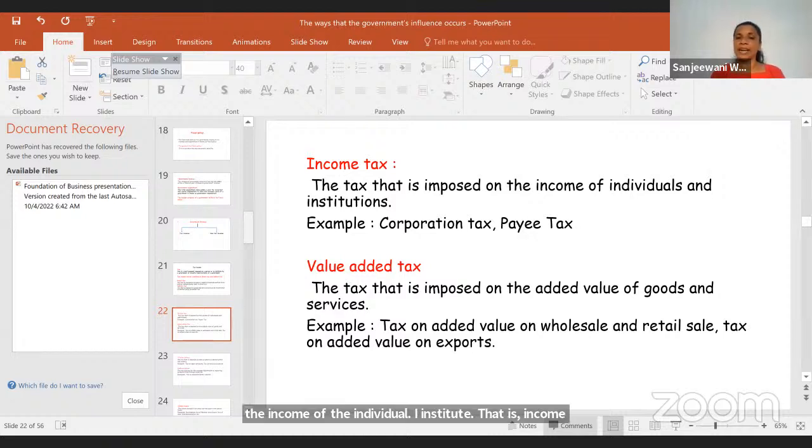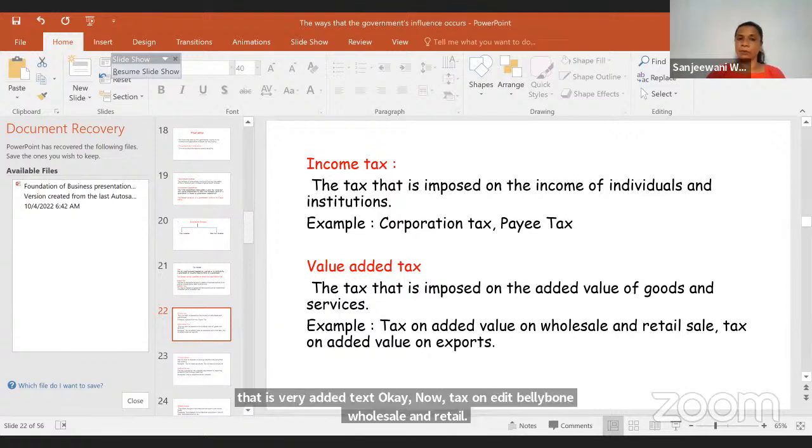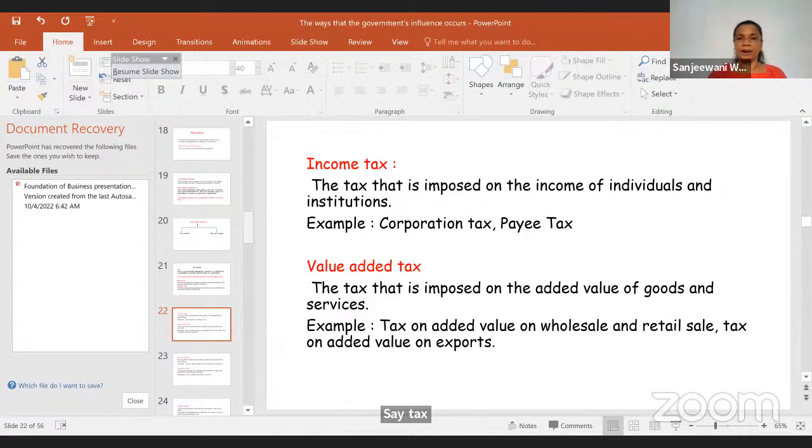So value-added tax is the tax that is imposed on the added value of goods and services, right? So when you are taking material, you are paying the person, right? So he's transferring his tax burden to you. Now, when you take the material and when you produce, your tax burden you are transferring to the consumer, right, by pricing it. So that is value-added tax. Okay. Now, tax on added value on wholesale and retail sale. Tax on added value on exports. That is value-added tax. All right.